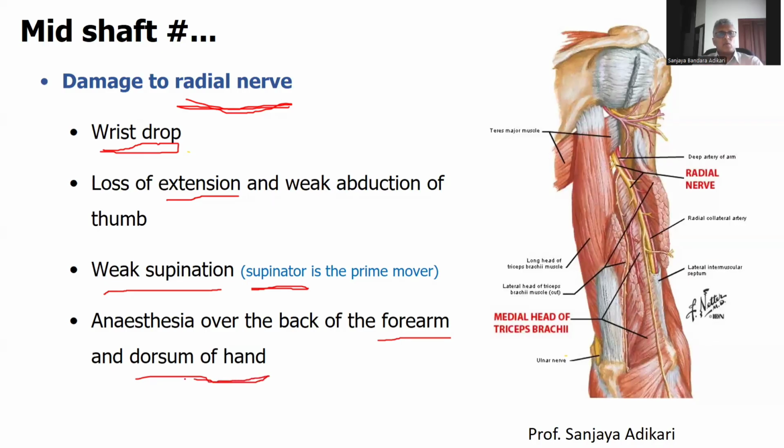So this anesthesia over the dorsum of the hand could be limited to the skin over the first web. Okay, first web is here. Only the skin over the first web can have anesthesia, because of overlap in the other parts of the dorsum of the hand.